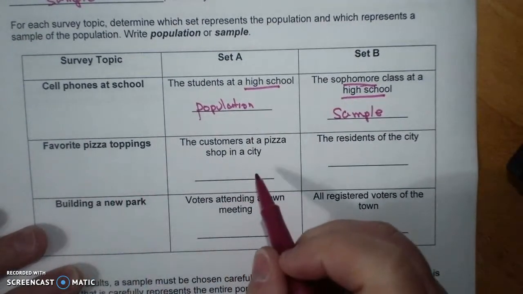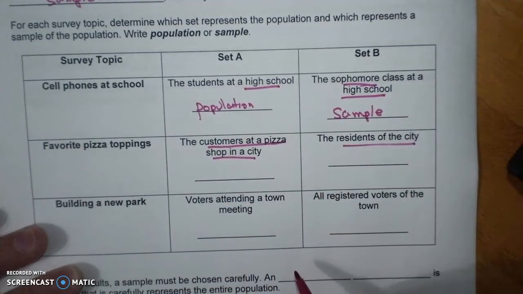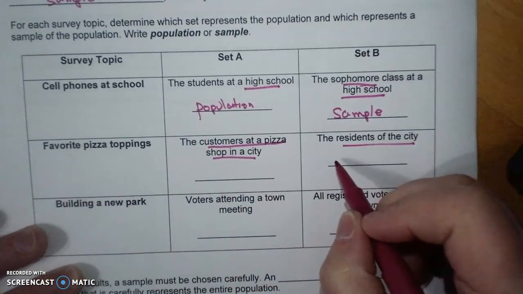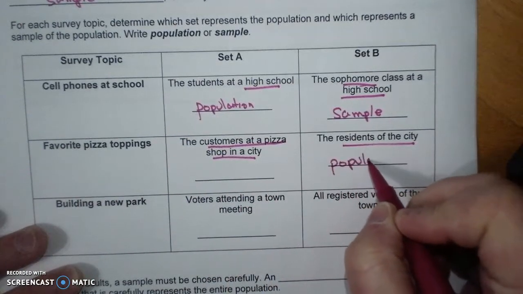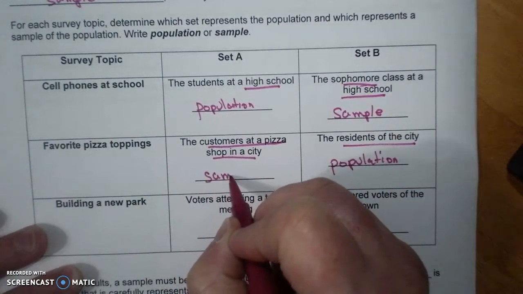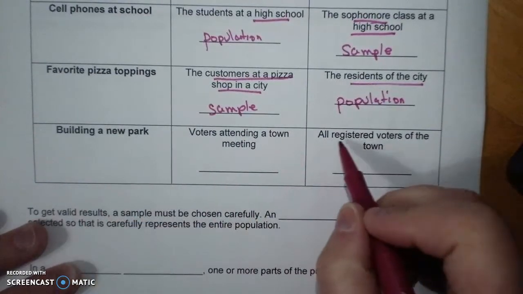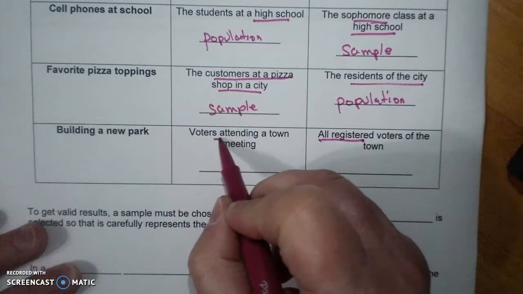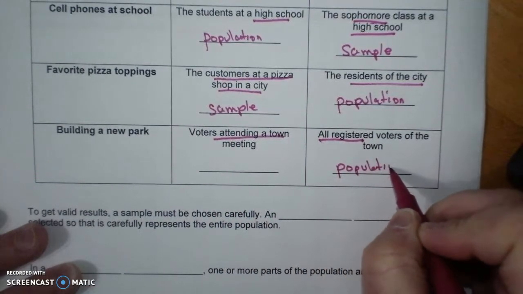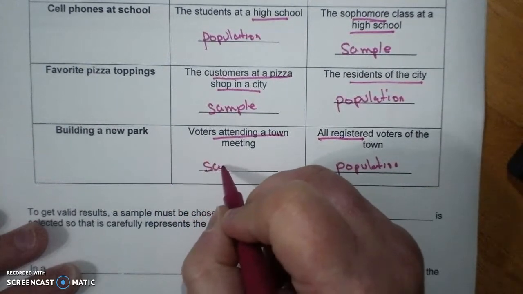All right, favorite pizza toppings. Customers in a city, residents of a city. This is everybody, whether they are at a shop or not. So this is the population. And then customers at a shop in a city is a sample. Building a new park. All or just people attending? All would be the population. Voters attending a town meeting would be the sample.